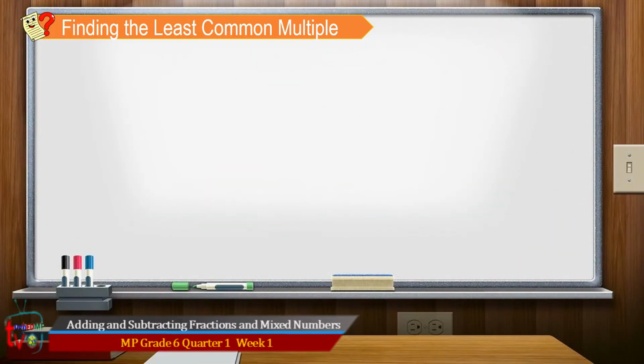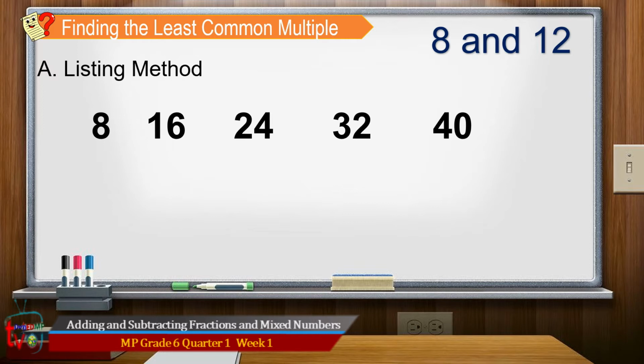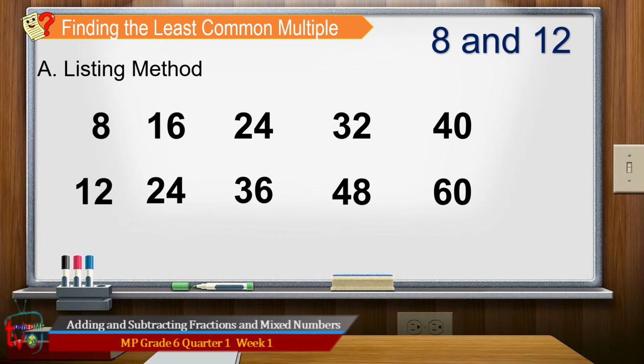If we are to find the least common multiple of 8 and 12, here is how to do it using the 3 methods. First, the listing method. With this method, all we have to do is to list down the multiples of 8 and 12. Let's start with 8. 8, 16, 24, 32, 40. On the other hand, the multiples of 12 are 12, 24, 36, 48, 60.